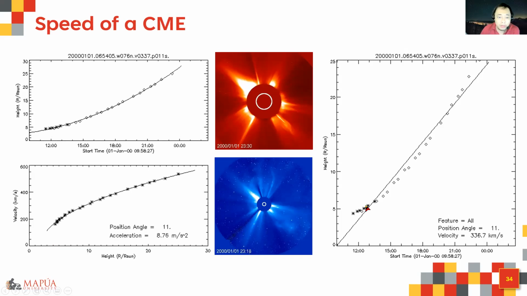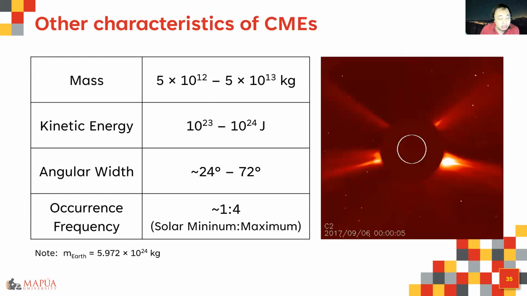But you can make a second order fit, which describes that the material is accelerating. The acceleration of this material is about 8.76 meters per second squared, but the speed is 336 kilometers per second. So it's a very, very fast coronal mass ejection.